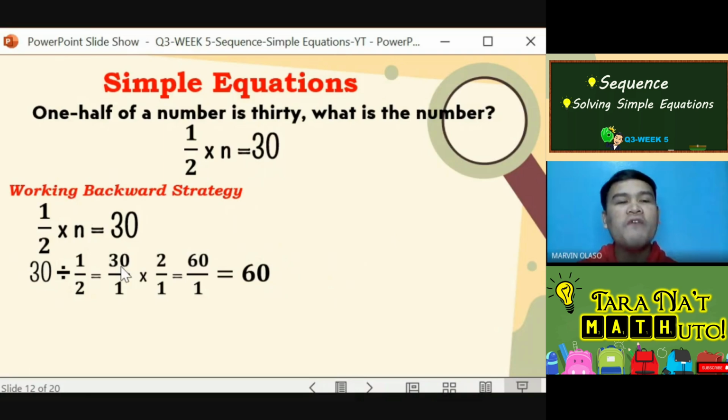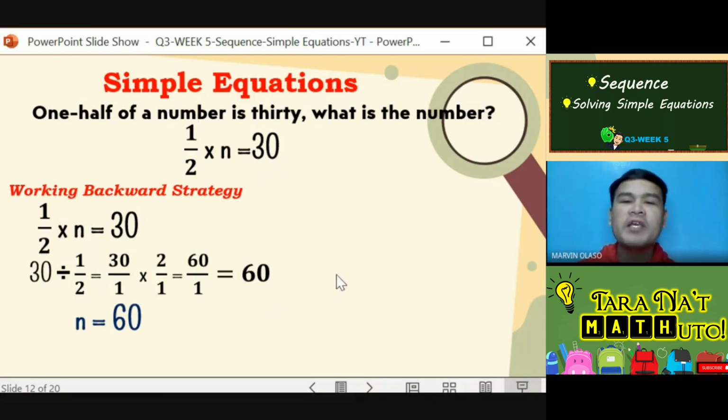Para maging fraction siya, lagyan natin siya ng denominator na 1. The second C is change from division, change to multiplication. Then F means flip. 1/2, baliktarin natin, kaya naging 2 over 1. Then, multiply. 30 times 2, we have 60. 1 times 1, we have 1. 60 over 1, or 60 divided by 1 equals 60. That means, n is 60. Yung ating number ay 60.